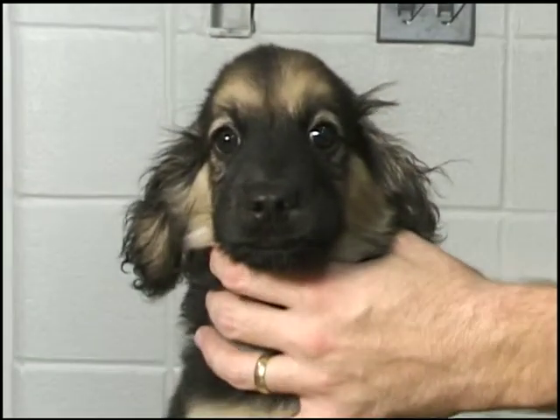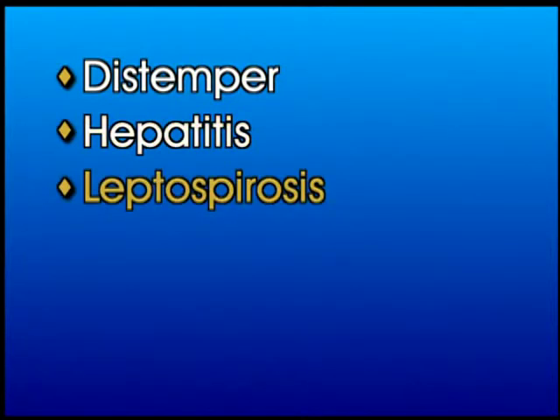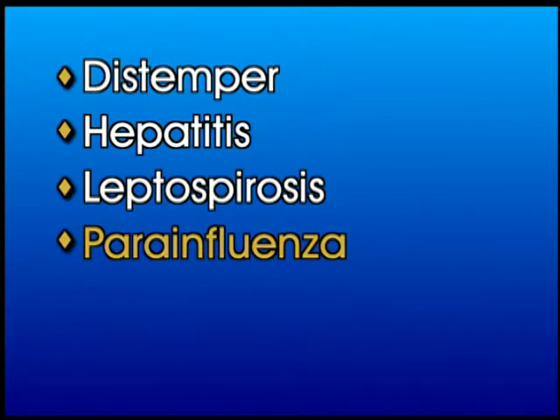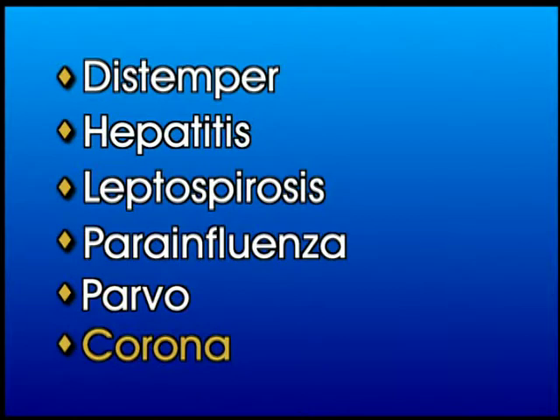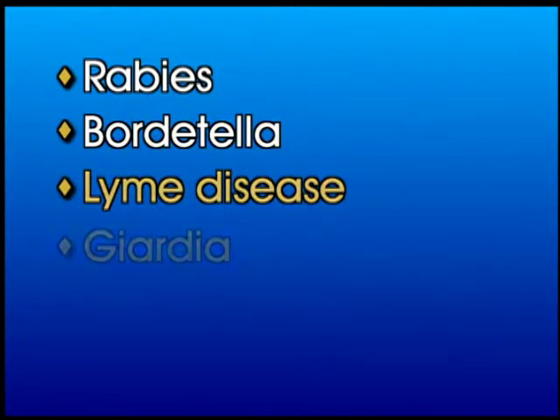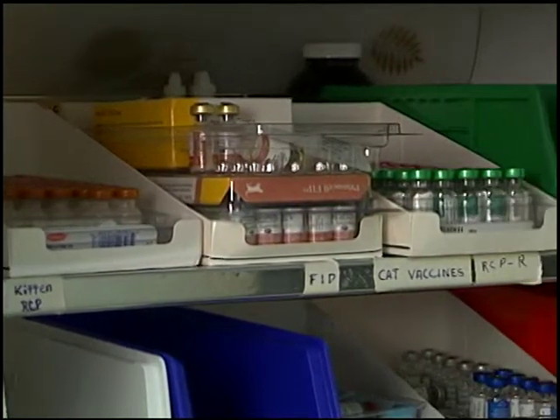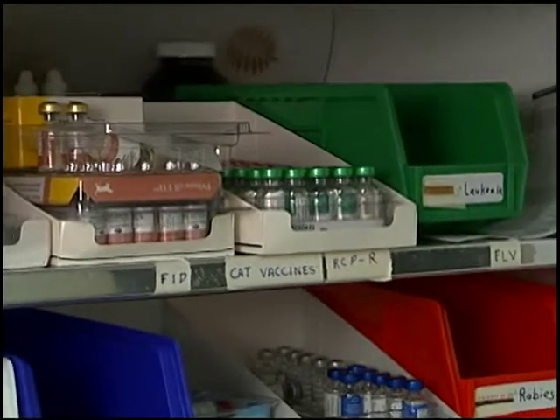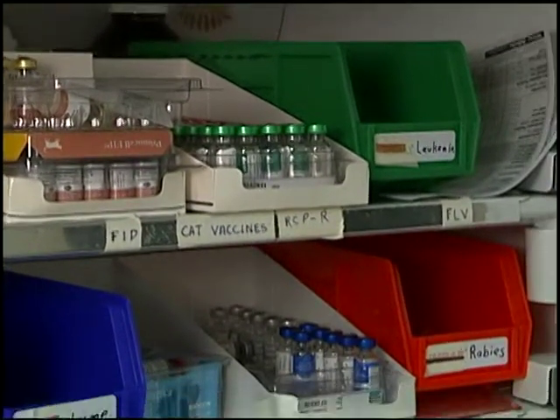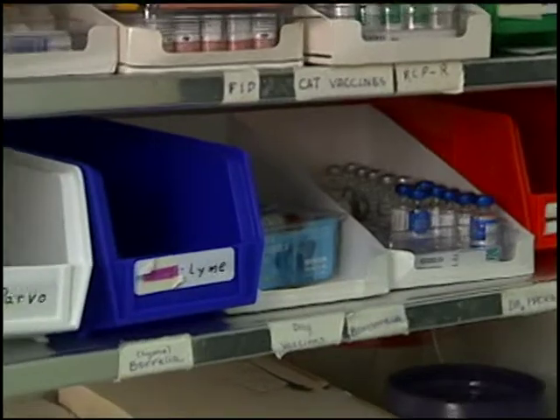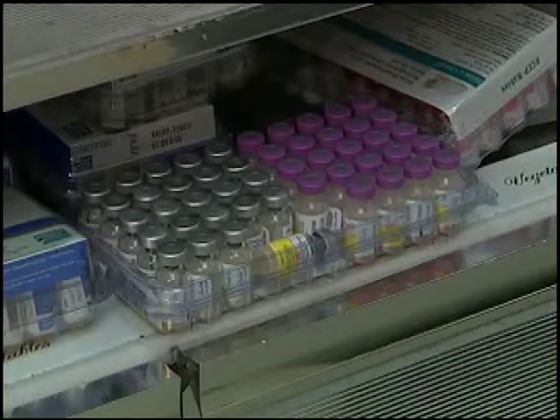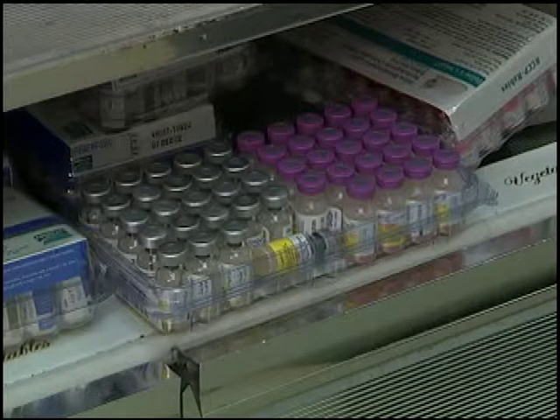In this section, we'll talk about the following diseases: distemper, hepatitis, leptospirosis, parainfluenza, parvo, corona, rabies, bordetella, Lyme disease, and giardia. Your familiarity with these diseases and their corresponding vaccines will not only make your job more interesting, but it will more importantly reduce the chances of an inappropriate vaccine being given. It is important to familiarize yourself with the type of vaccines given and the frequency at which they are given.